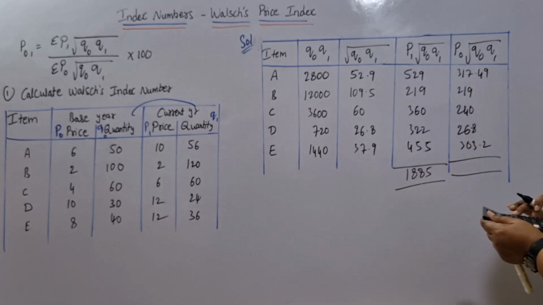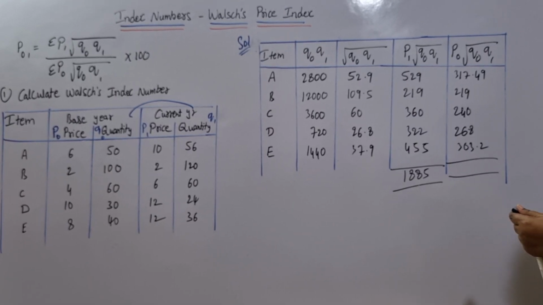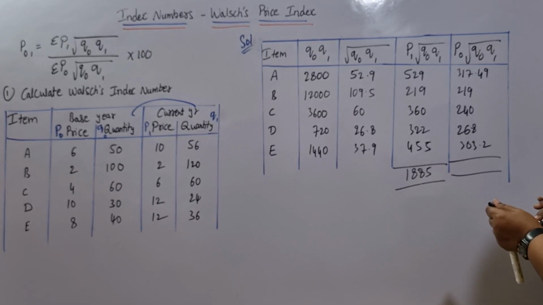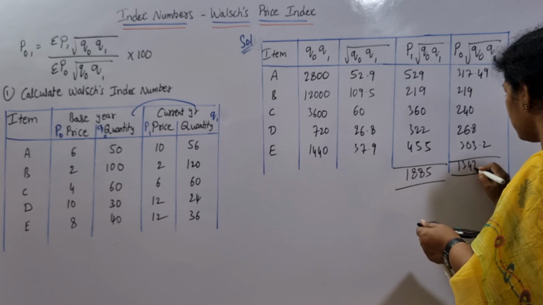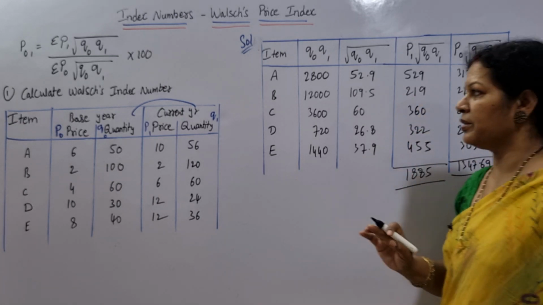In the same way, this total also we will do. 317.49 plus 219 plus 240 plus 268 plus 303.2. We add, we are getting 1347.69. So both the totals you got, just apply it in the formula.